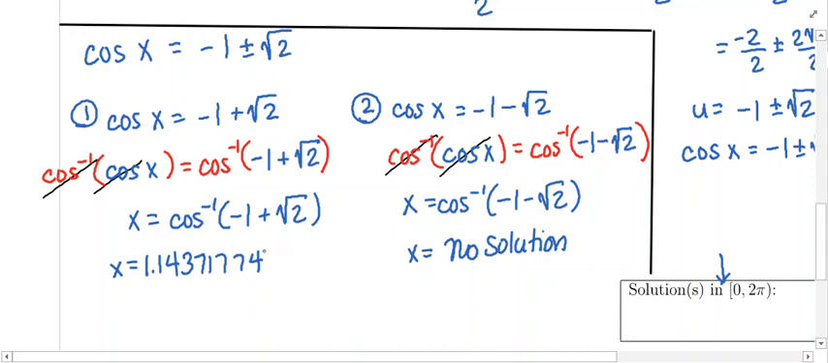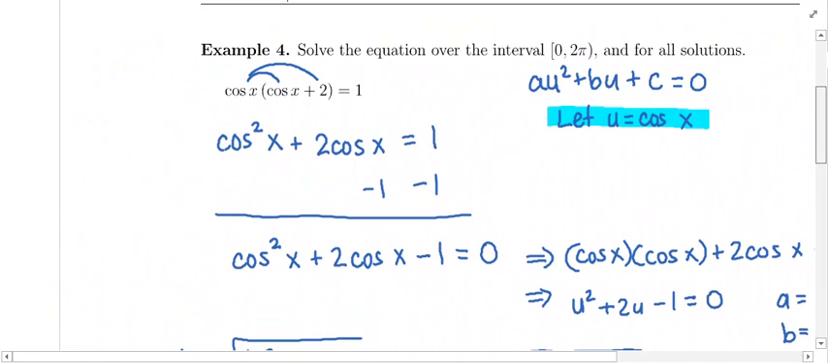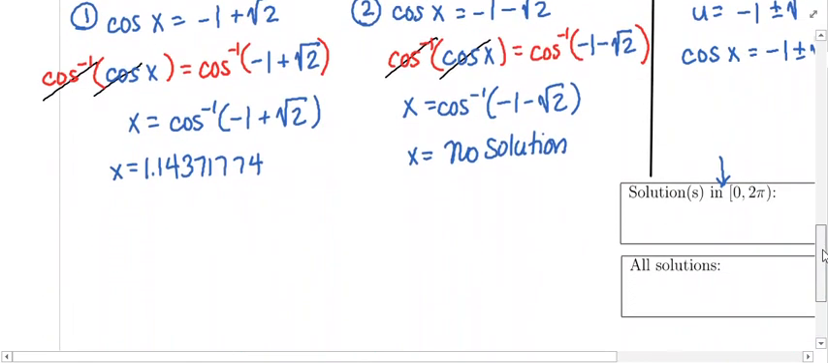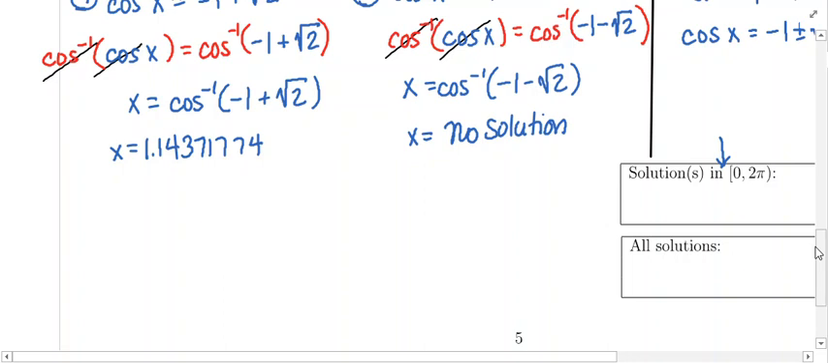Okay, going back to this, x equals 1.14371774 radians. This is a radian measure of an angle. Its cosine is -1 plus the square root of 2. It is a solution to our original equation way up here. Remember the last example that we did when we were working with these ugly decimal answers? You have to make sure that there isn't a second solution, and you have to draw a sketch of a unit circle to get it.